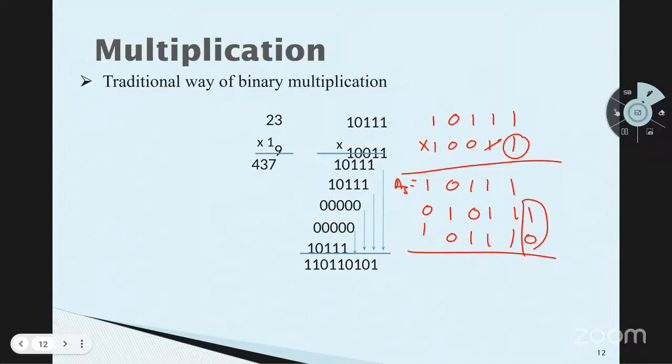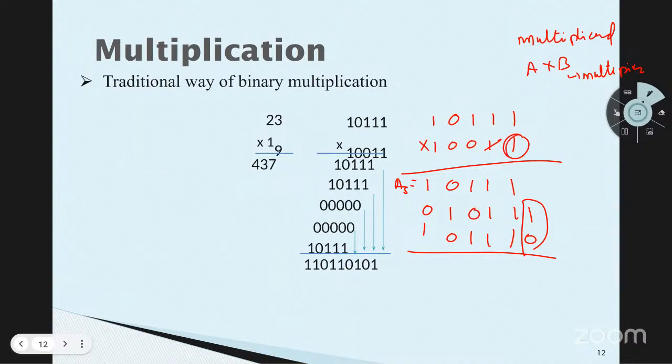A is the multiplicand and B is the multiplier.